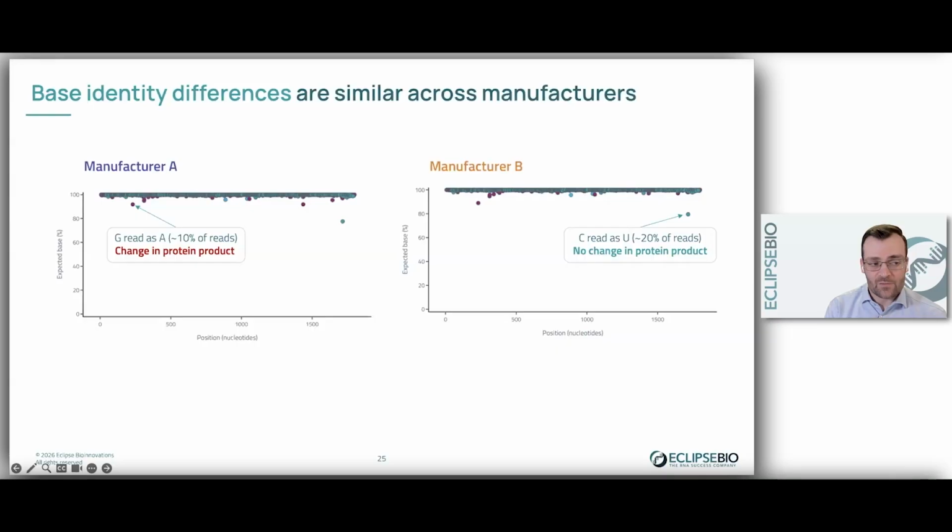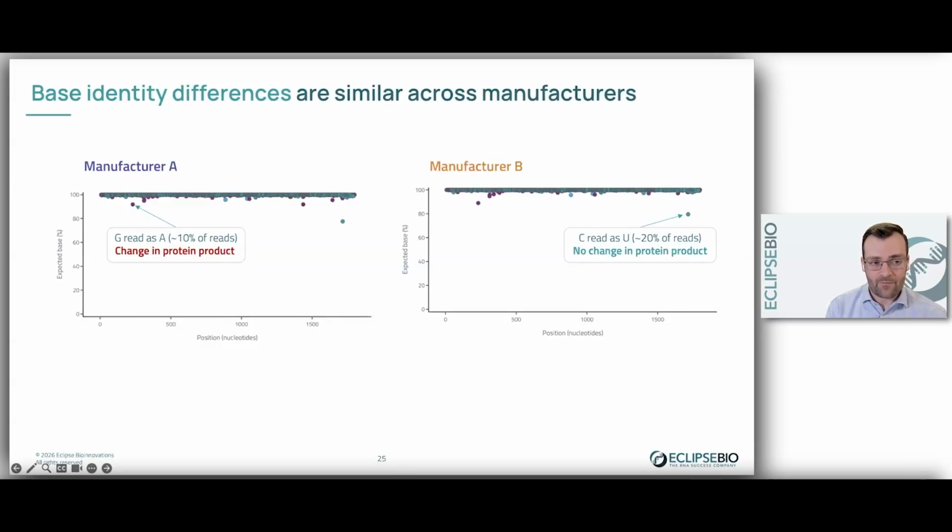There's also a C that gets read as a U. That occurs about 20% of the time, but that is a synonymous change, so it leads to no change in the final protein product. Although depending on the tRNA levels that are present within the cell that's being transfected into, that could lead to pausing if it leads to a codon that's not represented enough in the tRNA population.